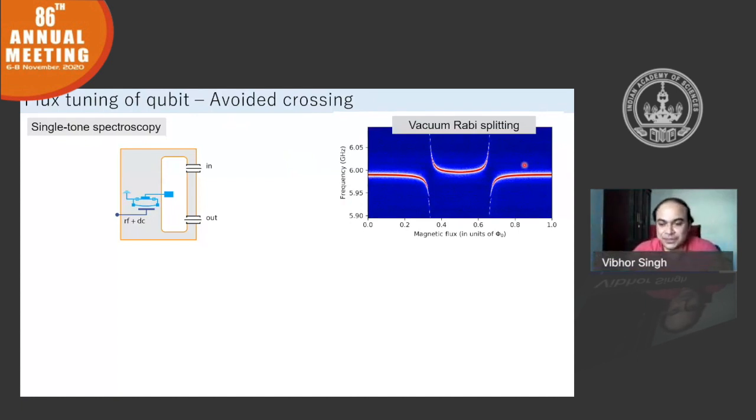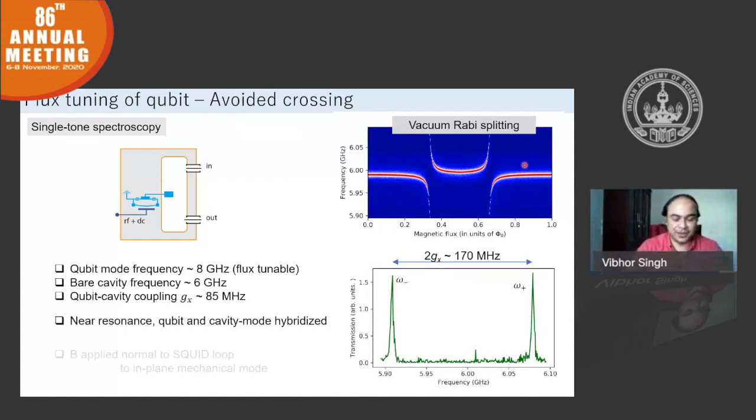Such measurements are useful because they let you characterize the qubit mode, cavity mode, and the coupling rates immediately. From this measurement, we determine that the qubit mode has come out where we designed it to be, around 8 gigahertz. The bare cavity frequency is near 6, and the qubit-cavity coupling is of order 85 megahertz. And like I said, if we apply a magnetic field which is perpendicular to the plane of the SQUID loop, we will be sensitive to the in-plane mode of vibration.